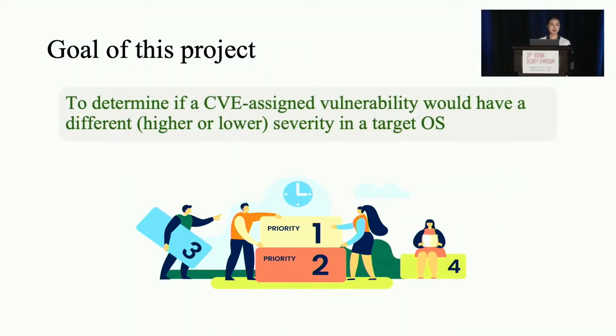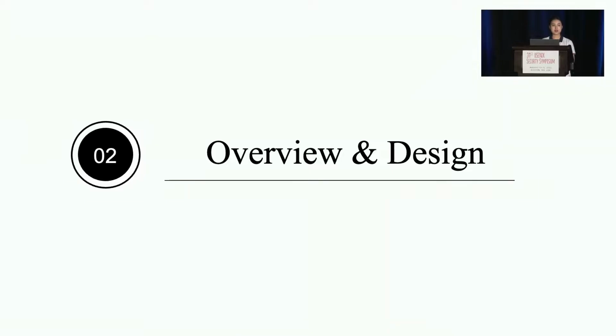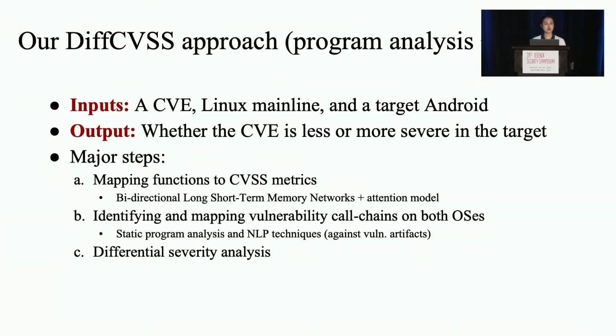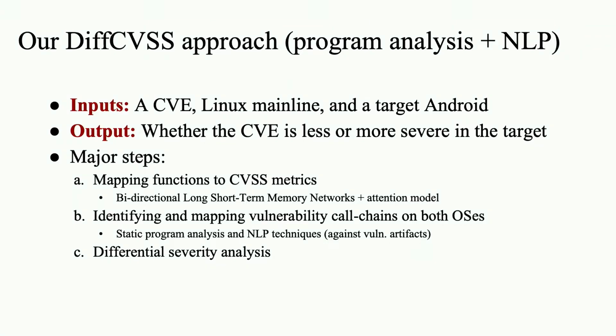So in this paper, we propose an approach to determine if a CVE-assigned vulnerability would have a different severity in the target OS. In this part, I will present the overview and the design of our approach. Our approach is a combination of program analysis and natural language processing techniques. Specifically, we take a CVE, Linux mainline, and a target Android kernel as our inputs, and we will output whether the CVE is less severe or more severe in the target OS. I will detail the major steps in the next few slides.